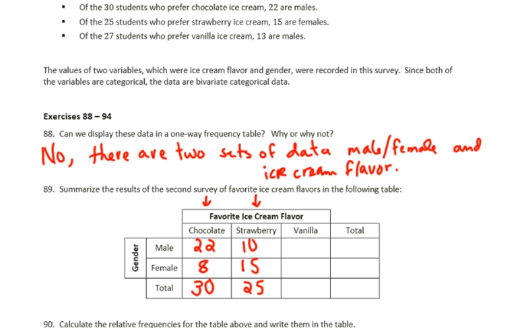The last one is vanilla. There's 27 total, and 13 are male. That means there were 14 female. So if I add these across the male, 22 and 10, that's 32, and 13 is 45 total males. And I add across for the females, and I get 37, and then together I get 82 students surveyed.